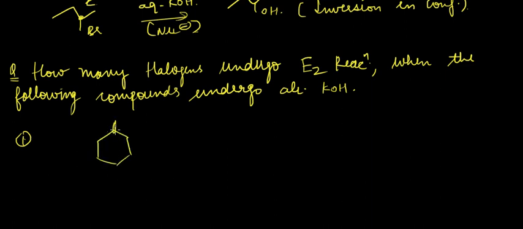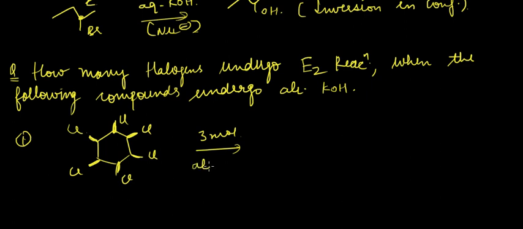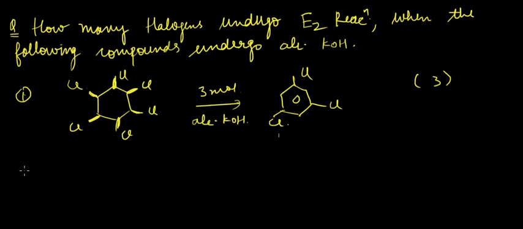We have 6 chloro groups attached on the cyclohexane, one substituent to each carbon atom. So we react it with 3 moles of alcoholic KOH. What will happen is we will get something like this structure with Cl, Cl, Cl on alternate carbon atoms. So how many halogens undergo E2 reaction? 3 in this case. What about this case?